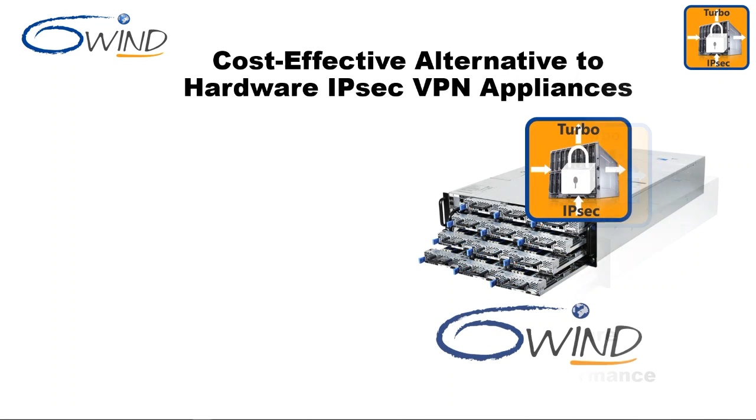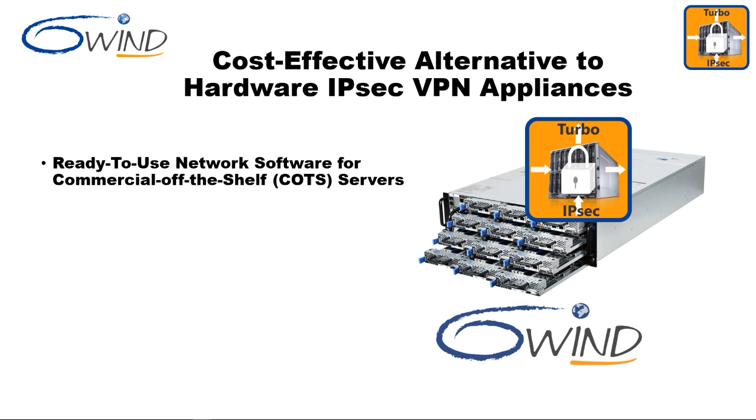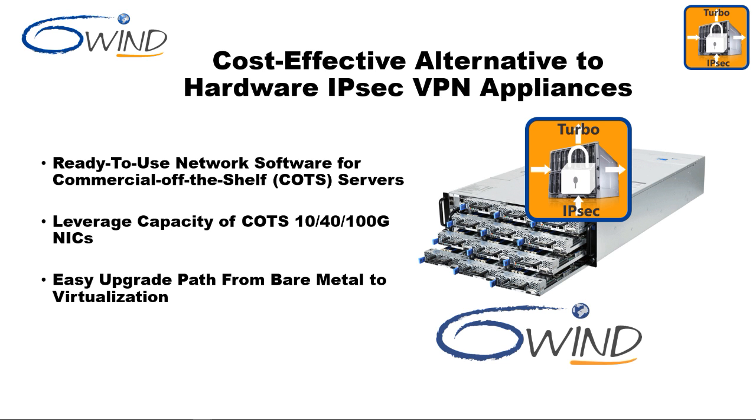6WIND Turbo IPsec is a cost-effective alternative to hardware IPsec VPN appliances. It's ready-to-use software for commercial off-the-shelf servers and commercial off-the-shelf 10, 40, and 100 gig NICs. 6WIND Turbo IPsec includes an easy upgrade path from bare metal to virtualization.